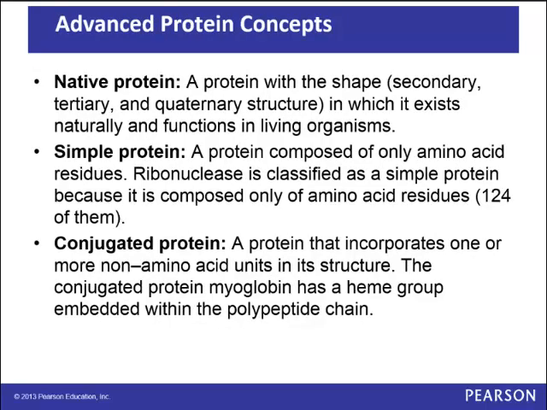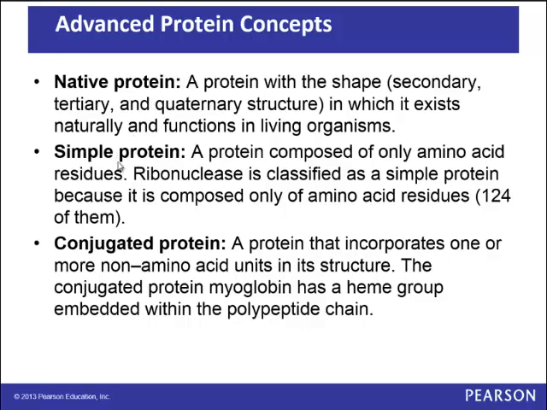So some additional advanced protein concepts that we need to cover as well are these concepts of the native protein, a simple protein, and a conjugated protein. So we've got our overall protein structure, but there are a lot of components that get modified in our protein structure. A native protein is going to be defined as a protein with the shape in which it exists naturally and functions within living organisms. So this is how the protein normally would look if it's working and functioning properly.